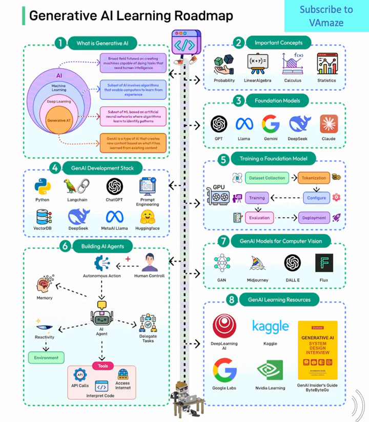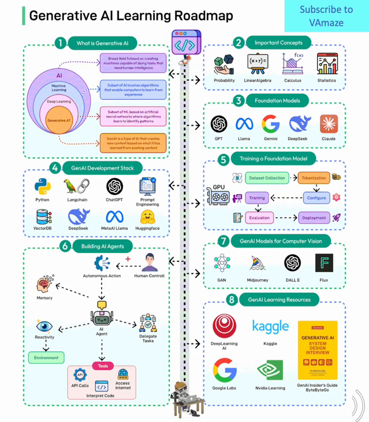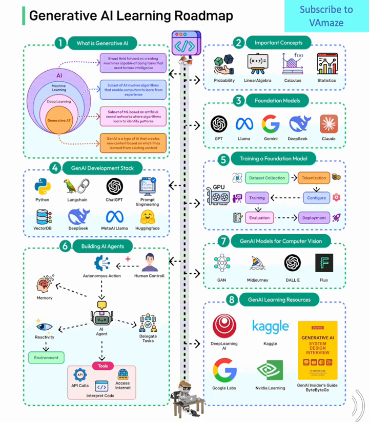By following this roadmap, starting with foundational math, moving onto pre-trained models and the necessary development stack, then learning how to train your own models, build intelligent agents, and leverage vision-centric generators, all while tapping into community resources, you'll be well on your way to mastering generative AI and applying it in real-world projects.